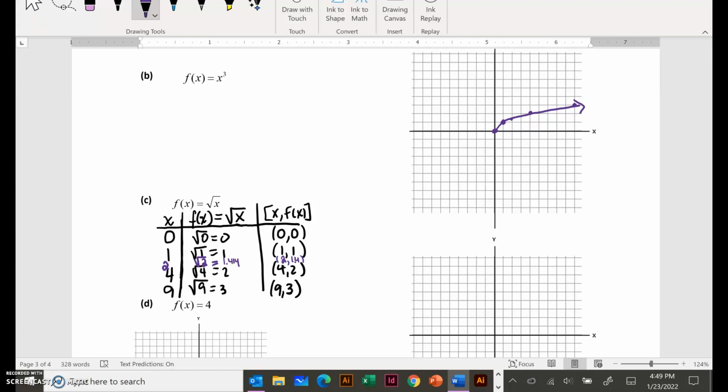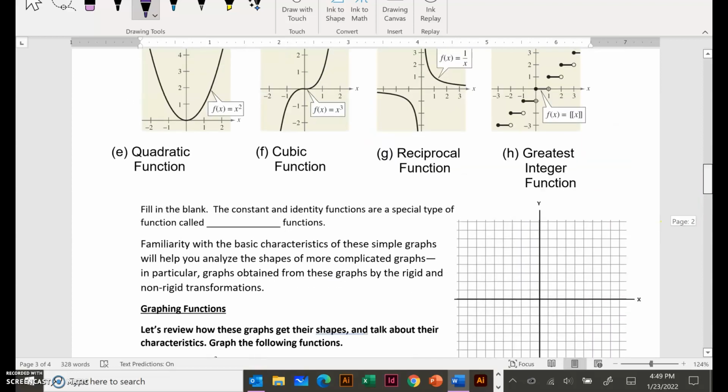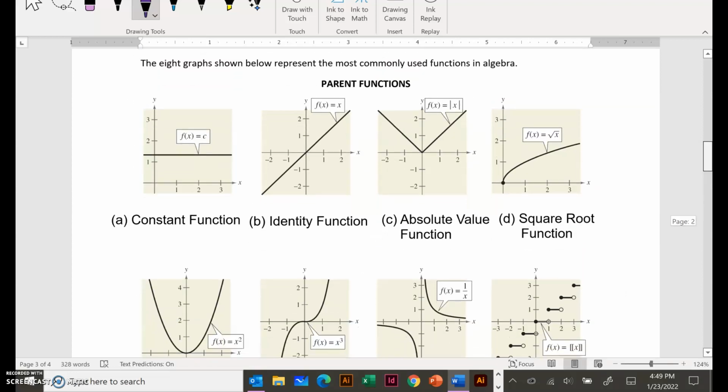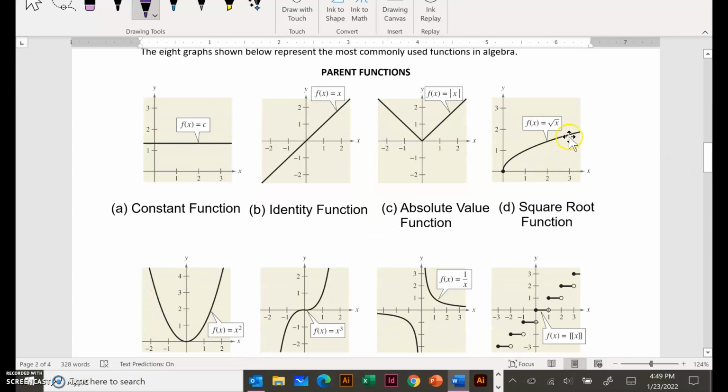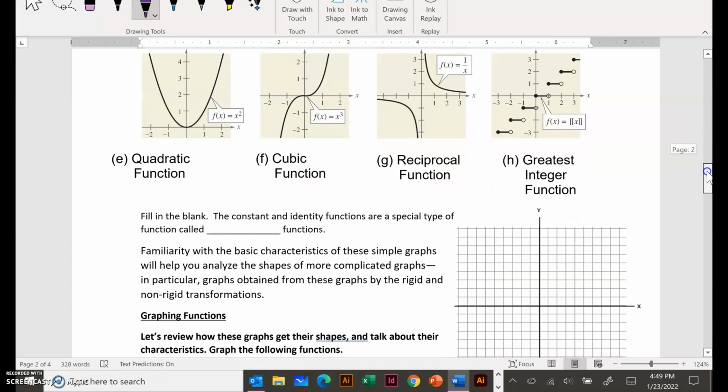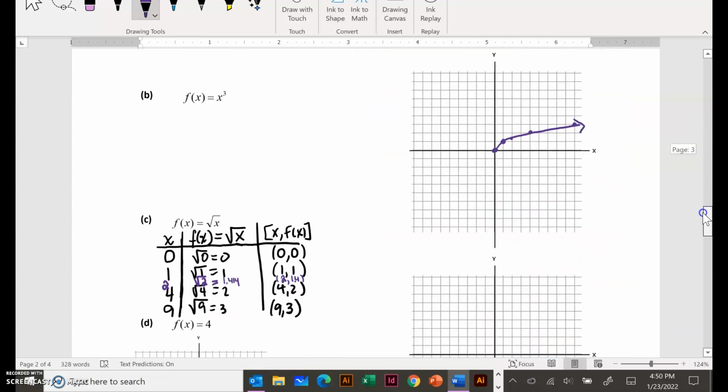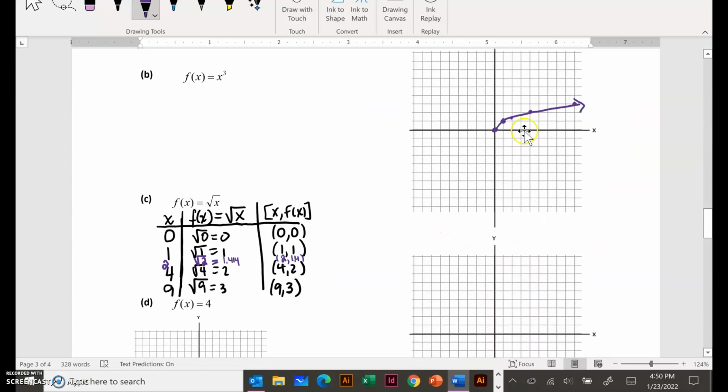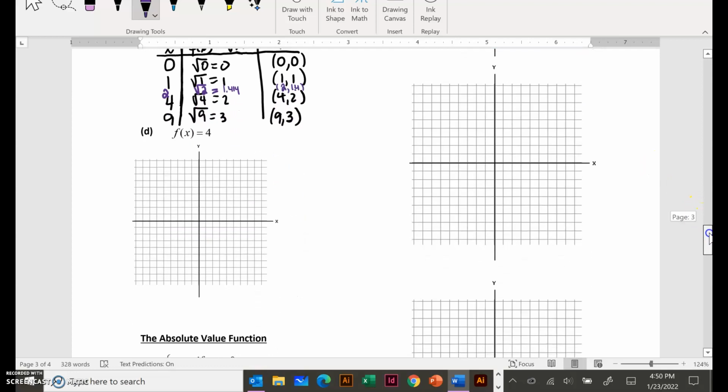So if you compare this graph to what it really looks like, you see that it is the same. And again, notice how it goes off the graph, which means that it continues on and on forever to the right, which means that the domain of this function is 0 to infinity, with a bracket at 0. All right, let's go on to D.